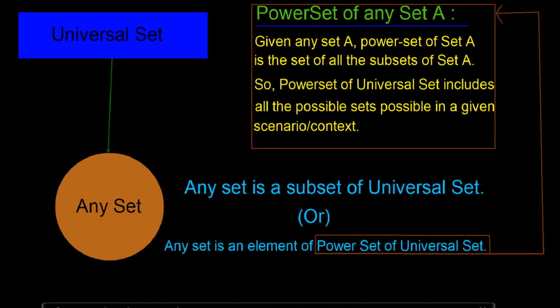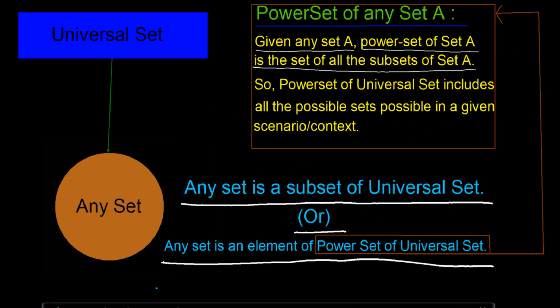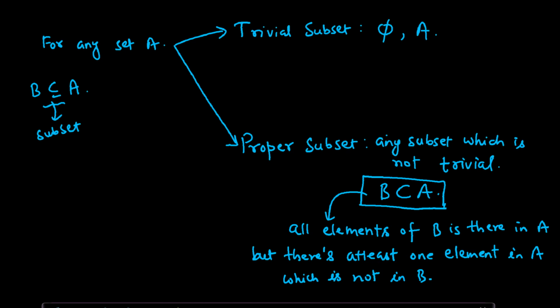So whatever the universal set is, if you take any set, then any set is a subset of the universal set. Or any set is an element of the power set of the universal set. What is a power set? Given any set A, the power set of set A is the set of all the subsets of set A. Okay, so given any set A, the power set of set A is the set of all the subsets of set A. What does it mean?